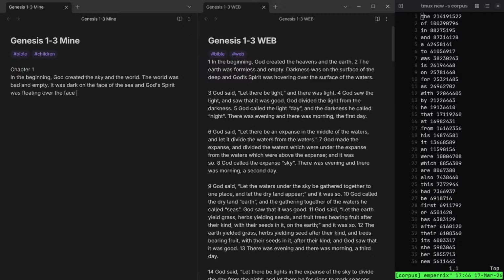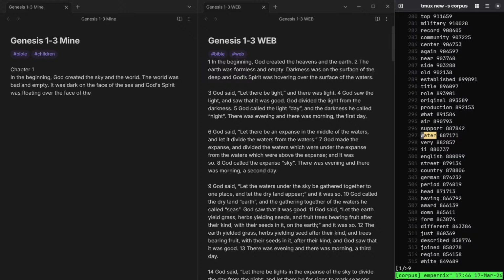Over the face of the... Now, here it says waters. It doesn't say deep. I mean, could I use the same word here? Let's look. Face of the deep. Deep is Tehom or something to that effect. Okay, it's a different word in Hebrew. Water, figuratively juice. I could just say water. We talked about seas, now we're talking about water. 297. Okay.